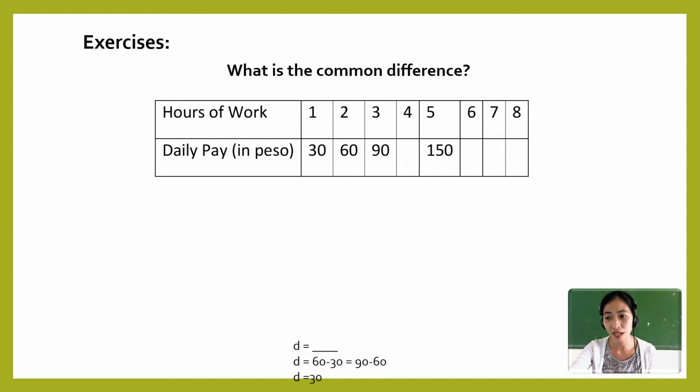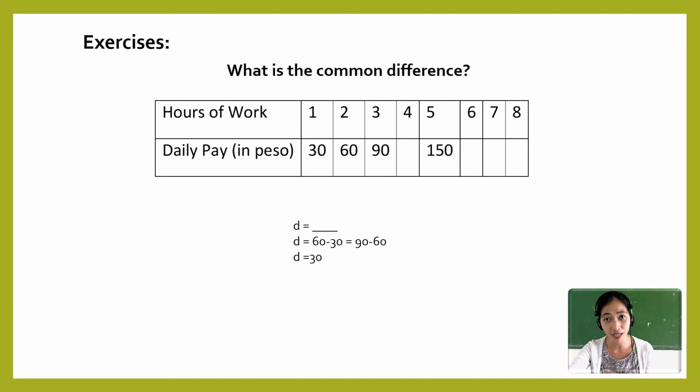For now, our only concern is to get the common difference of the sequence 30, 60, 90, blank, 150. Solving for the common difference, we have 60 minus 30, which should be equal to 90 minus 60, since they should be common. So 60 minus 30 is 30. 90 minus 60 is 30. So the common difference in this arithmetic sequence is 30. Okay, next.